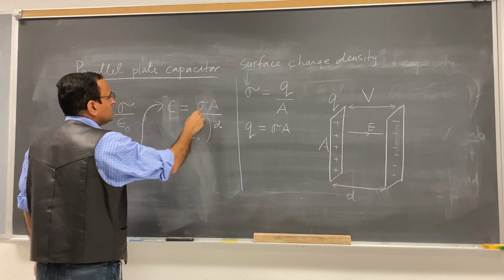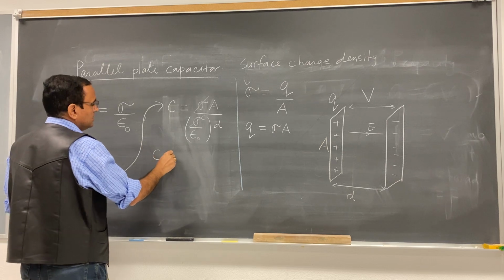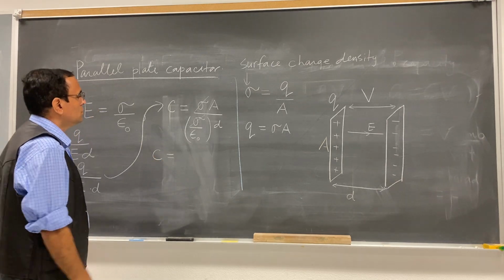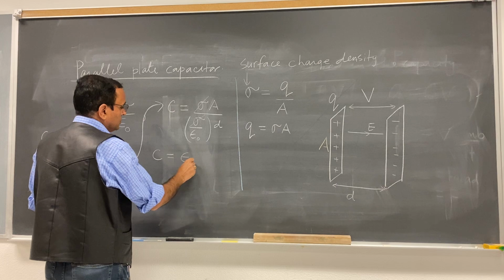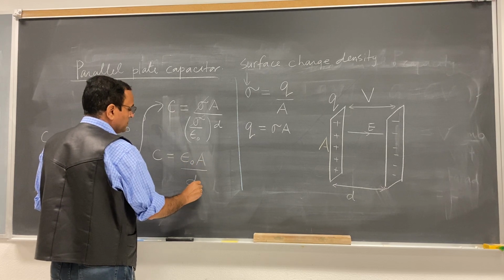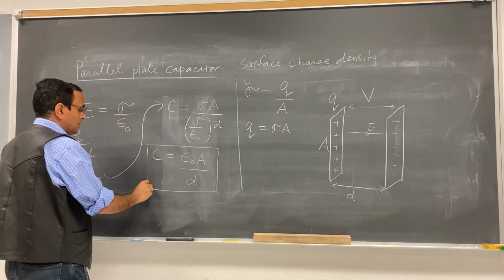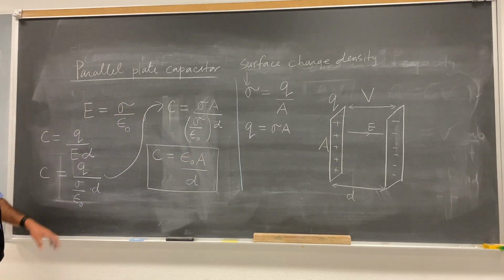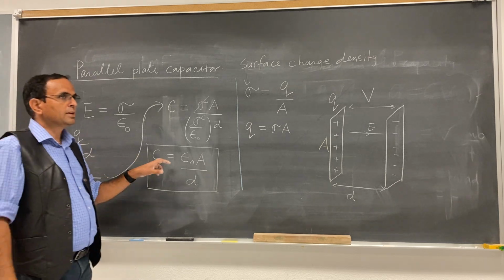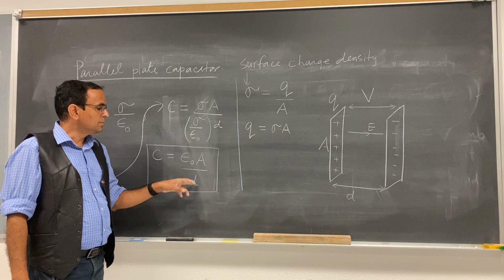But this sigma and this sigma cancel out. So if you simplify this, you get capacitance C equal to epsilon 0 times A divided by D. So this is the capacitance of the parallel plate capacitor: epsilon 0 times A divided by D.